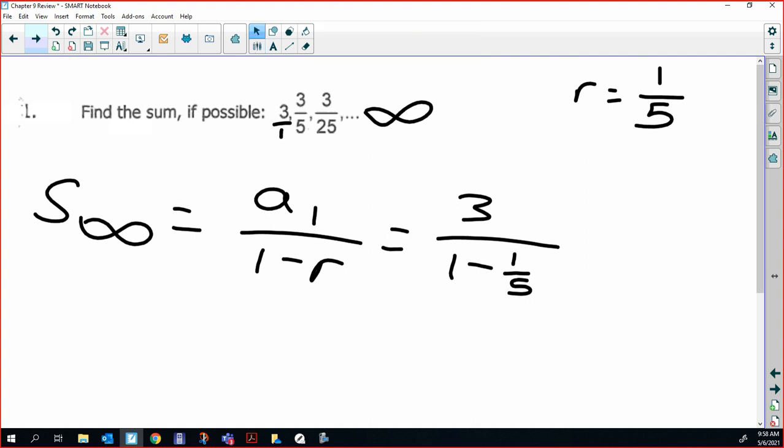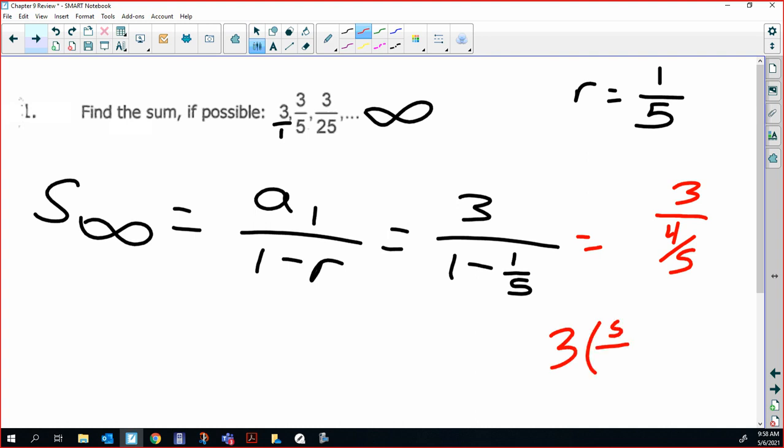So this calculation, simplify top and bottom, that's going to be 3 over 4/5. Flip and multiply. That's 3 times 5/4, which is 15 over 4. There's your sum. The infinite sum.